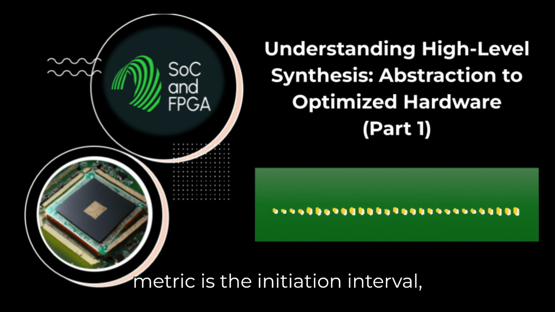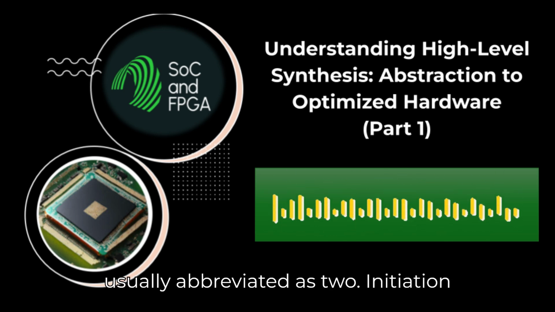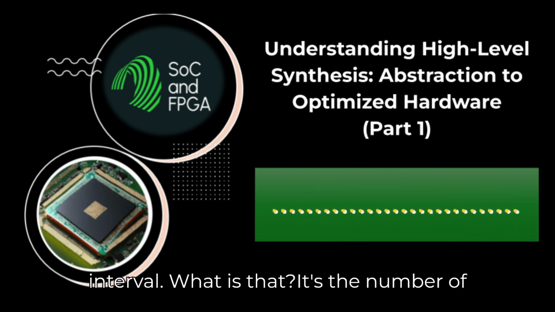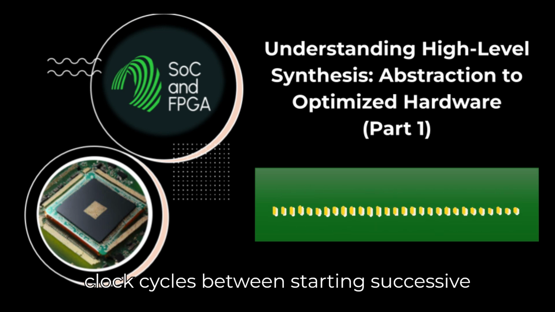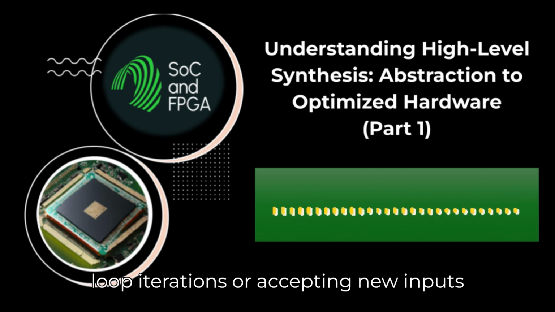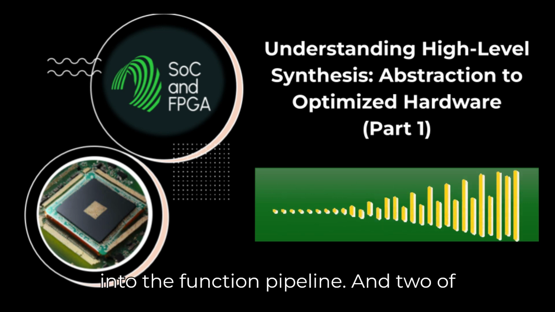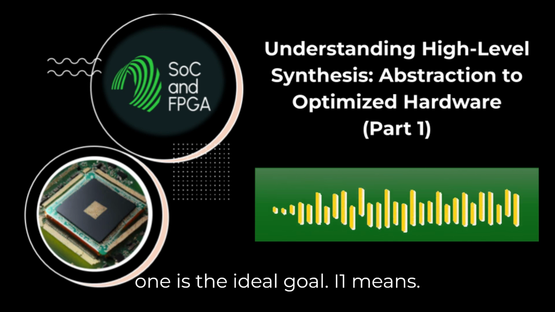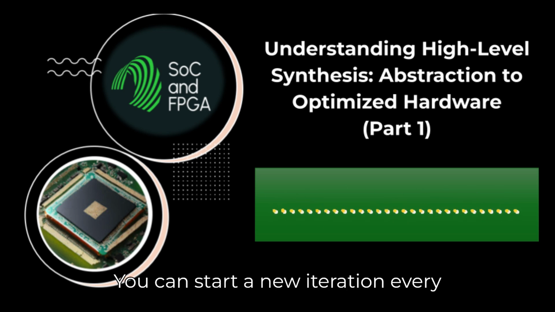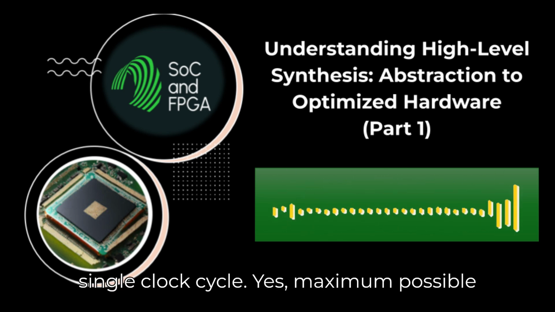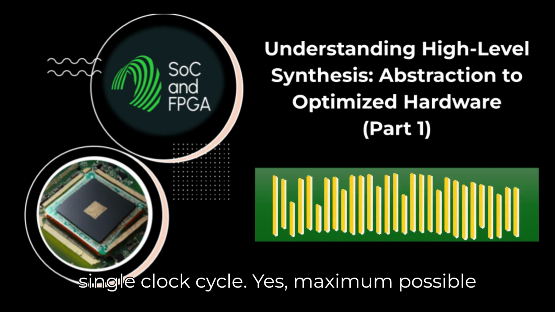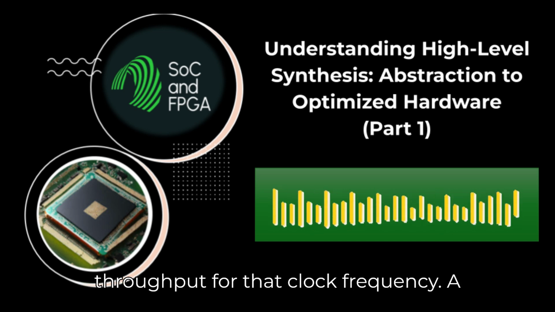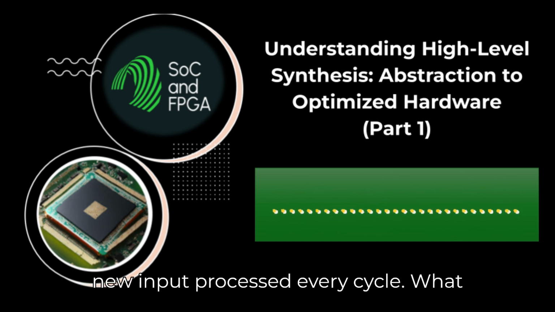And the key metric is the initiation interval, usually abbreviated as II. Initiation interval. What is that? It's the number of clock cycles between starting successive loop iterations or accepting new inputs into the function pipeline. And II of 1 is the ideal goal. II=1 means you can start a new iteration every single clock cycle. Yes. Maximum possible throughput for that clock frequency. A new input processed every cycle.